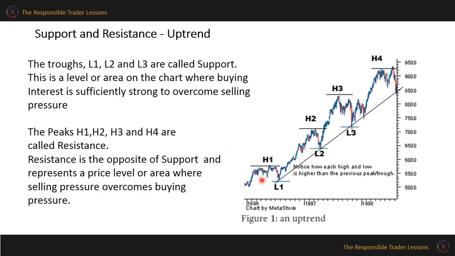The troughs L1, L2, and L3 are called support. This is a level or area on the chart where buying interest is sufficiently strong to overcome selling pressure. The peaks H1, H2, H3, and H4 are called resistance. Resistance is the opposite of support and represents a price level or area where selling pressure overcomes buying pressure.